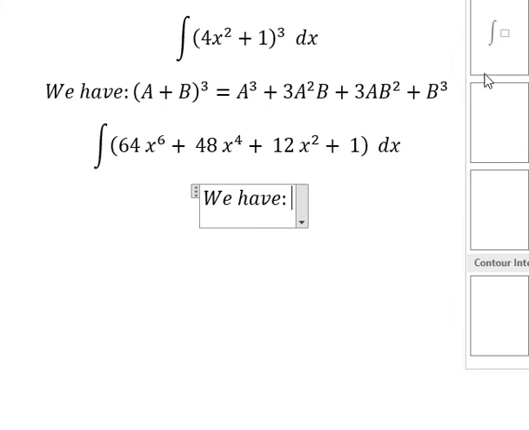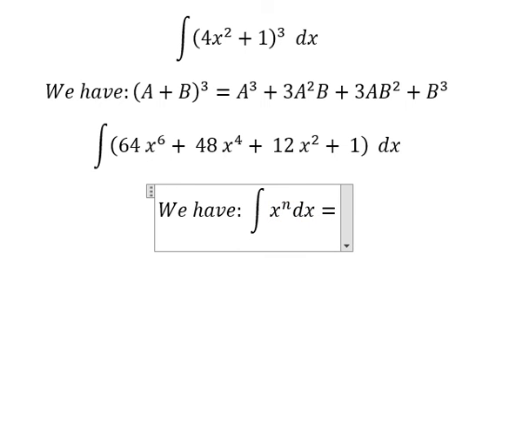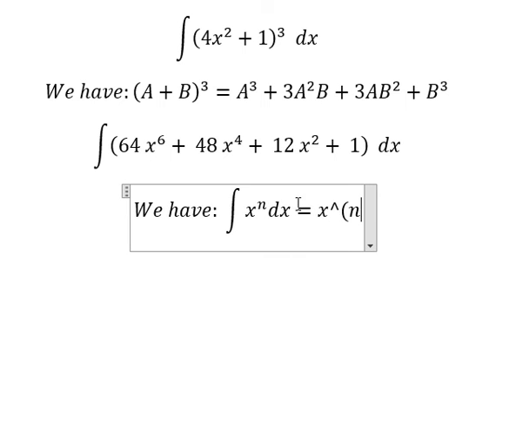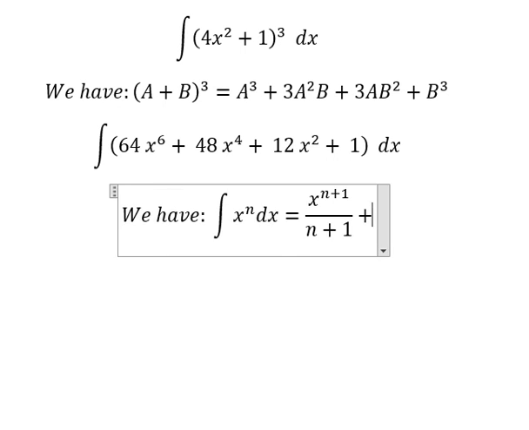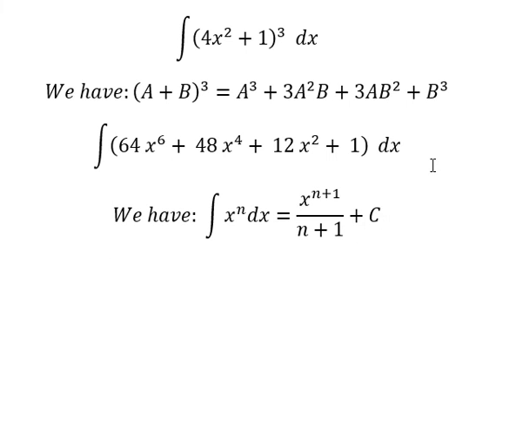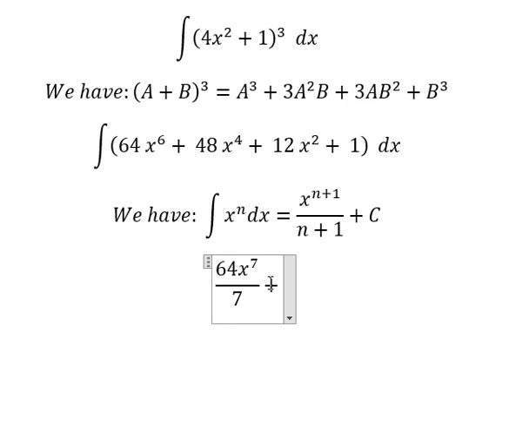The integration of x^n dx, you get x^(n+1)/(n+1), and we put plus C, and now we have the final answer. For the number 6, we put n equal to 6 going here. You get 6 plus 1, you get 7 in here. Now you can do similar for the next one.